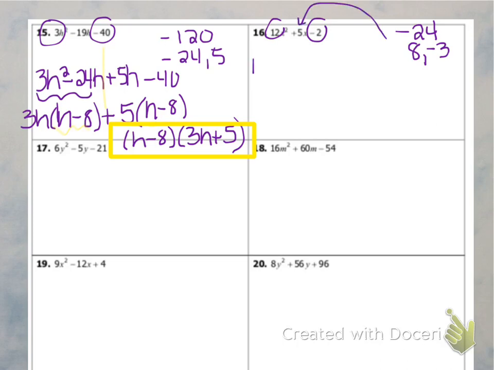So when I rewrite it, the first and the last term stay the same, so that's 12x squared minus 2 on the end, and then I have to split the middle term. This time, say I chose to put the plus 8x first and then the minus 3x. Now I've got a 4-term polynomial, so I'm going to split it and focus on 2 at a time. When I look at the first pair, I can see that I could take a 4 and an x out of each, leaving me with 3x plus 2.